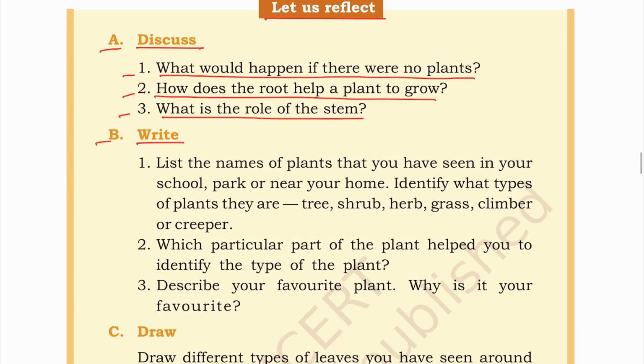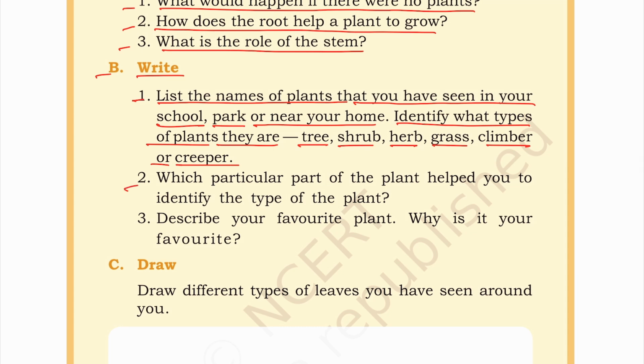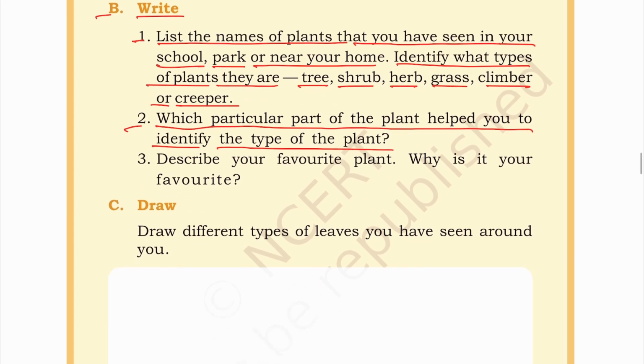B. Write. 1. List the names of plants that you have seen in your school, park or near your home. Identify what types of plants they are: tree, shrub, herb, grass, climber or creeper. 2. Which particular part of the plant helps you to identify the type of the plant? 3. Describe your favorite plant. What is it? Why is it your favorite?